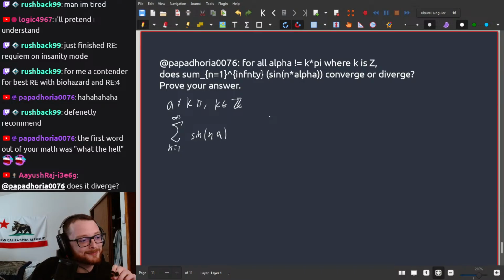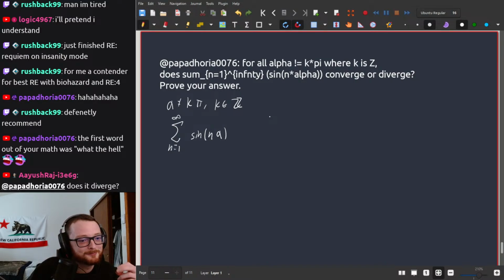I would guess it diverges. The limit of this thing as n goes to infinity is not 0. Isn't that good enough already to say that it diverges? I realize that there's some alternation happening here.